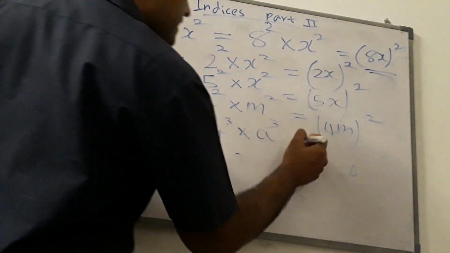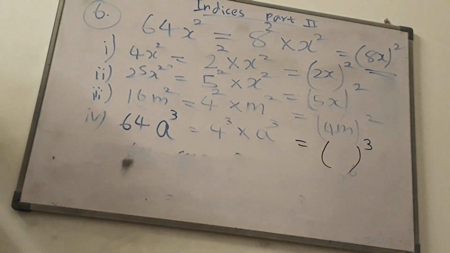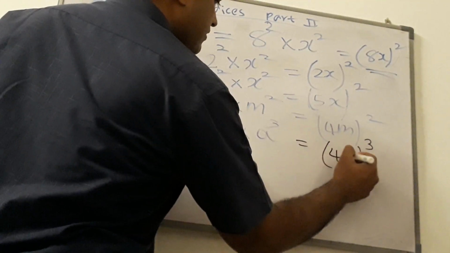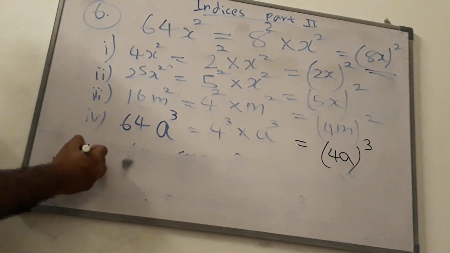So what happened here is the power 3 is common to both, and inside brackets we can write the product of 4 and 8. Okay. Fifth question.